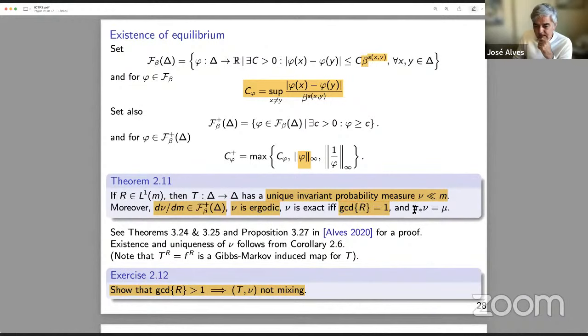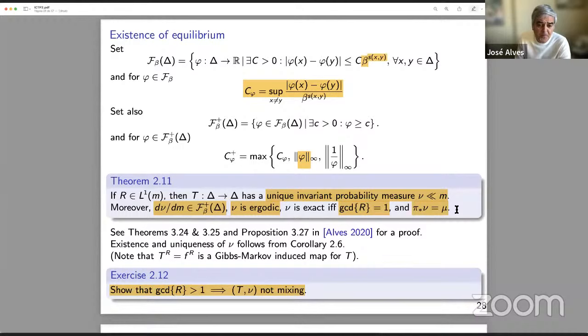And the last good feature is that, for the cases we are interested in, this measure projects to the SRB measure of the system. As I said, to build the SRB measures, we don't need all this technology with towers. So the inducing schemes are enough, okay? So this was the last result we had seen.